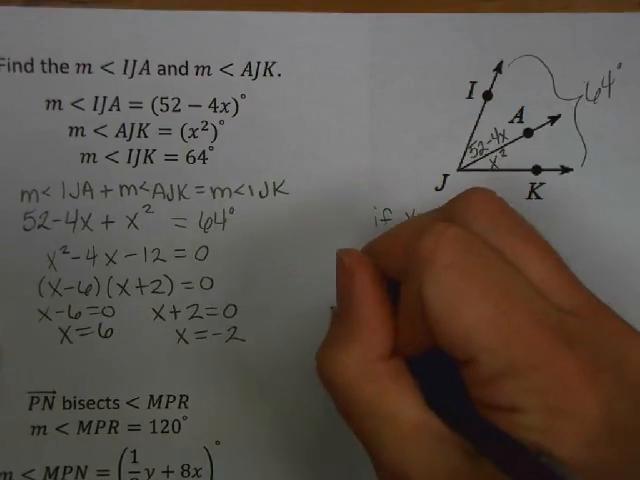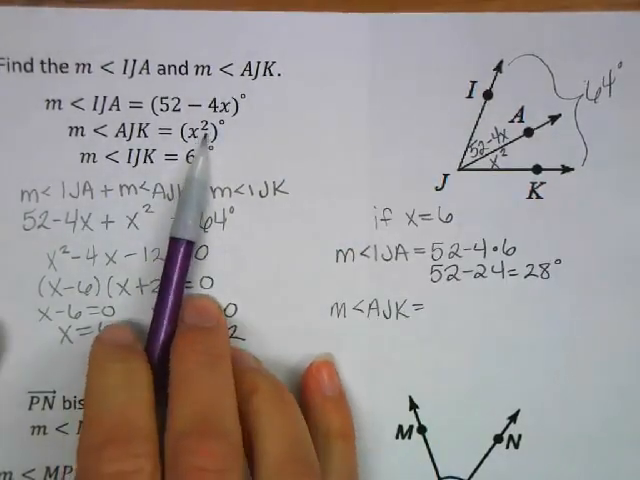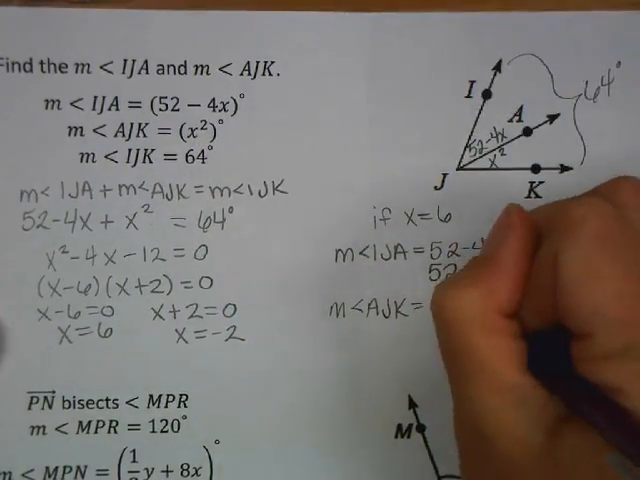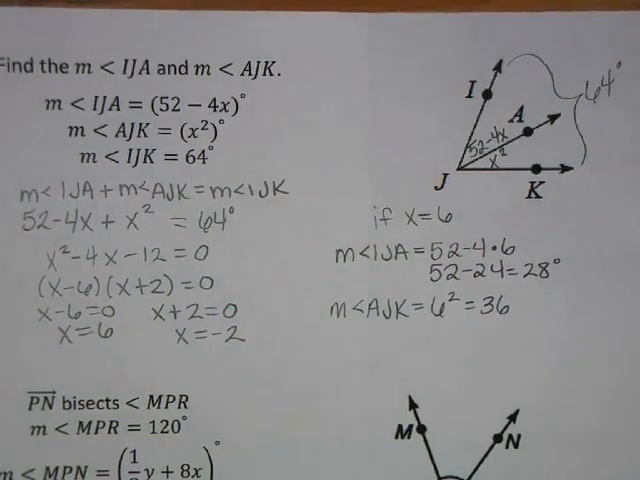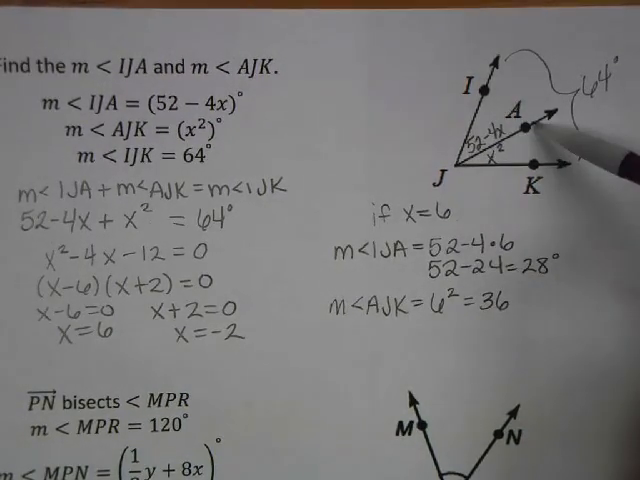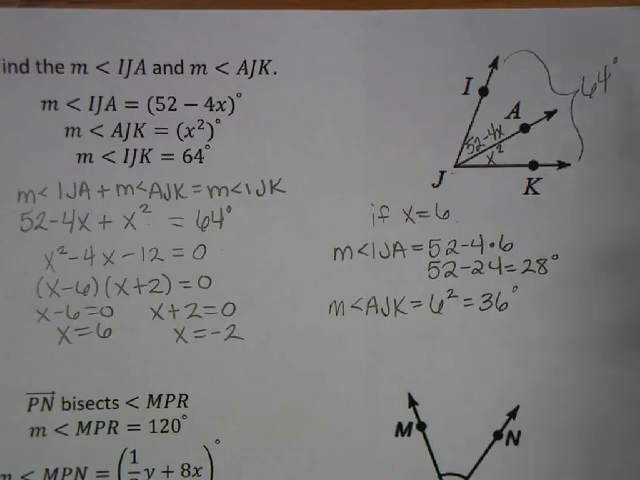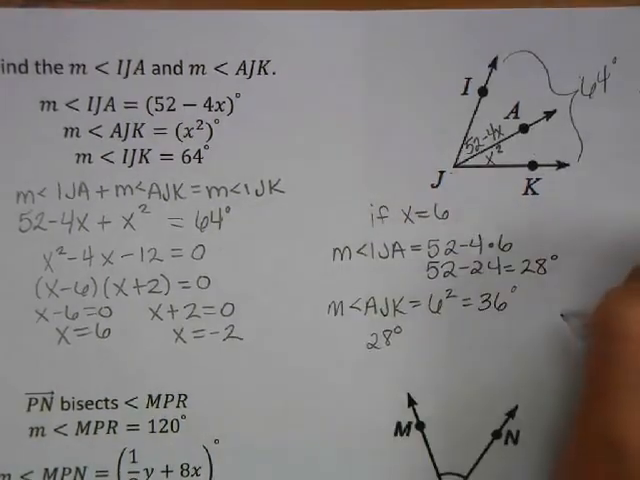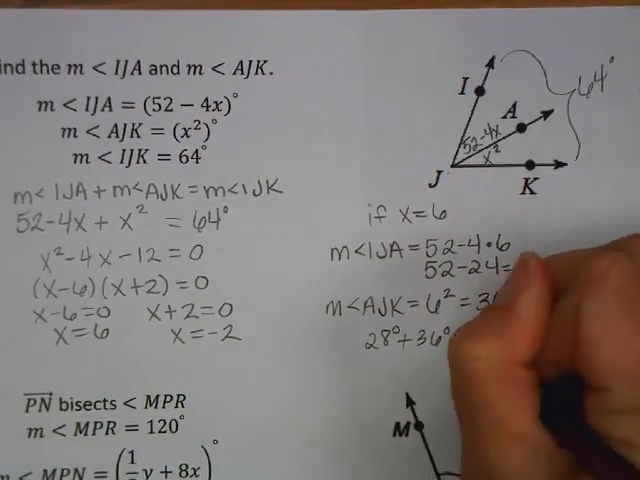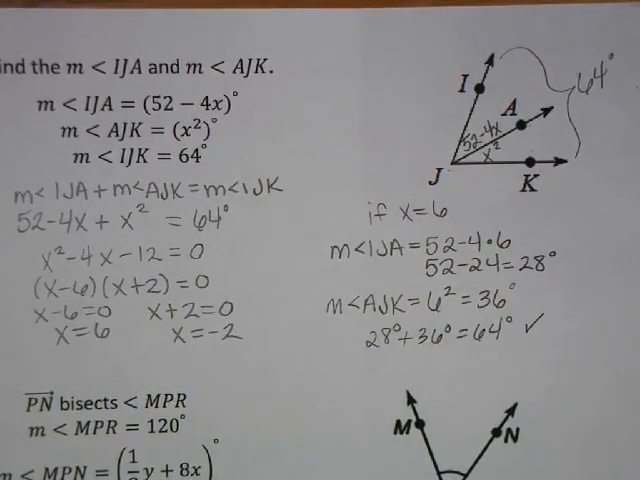And then if x is 6, the measure of angle AJK is 6 squared. And 6 squared is 36. So just making sure that if IJA is 28 degrees and AJK is 36 degrees, I want to make sure that using the angle addition postulate, it adds up to 64. So 28 degrees plus 36 degrees, does that equal 64 degrees? Yes. So you're just kind of checking to make sure everything matches.